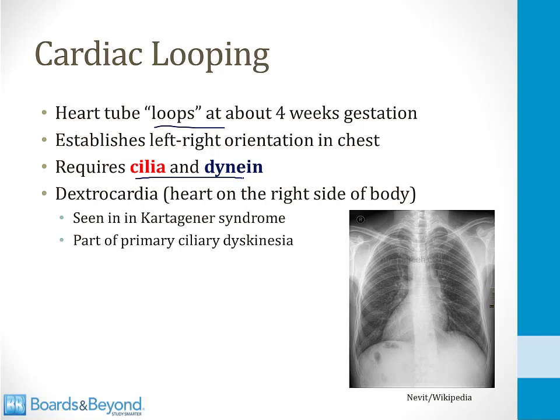If cilia and dynein are abnormal, this can lead to dextrocardia. This is when the heart is found on the right side of the body. This is an X-ray of a patient with dextrocardia. Note that the heart is located on the right side of the chest, not the left side where it should be. And dextrocardia is seen in Kartagener syndrome, which is part of the disorder called primary ciliary dyskinesia. And I discuss both of these things in videos in the cell biology section.